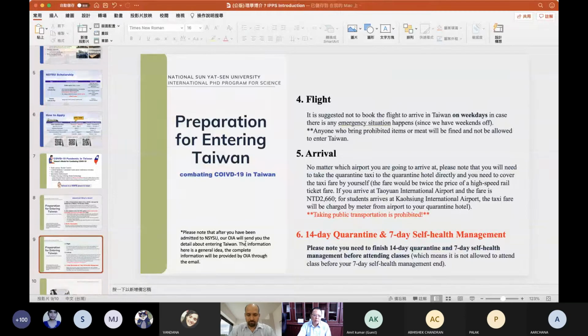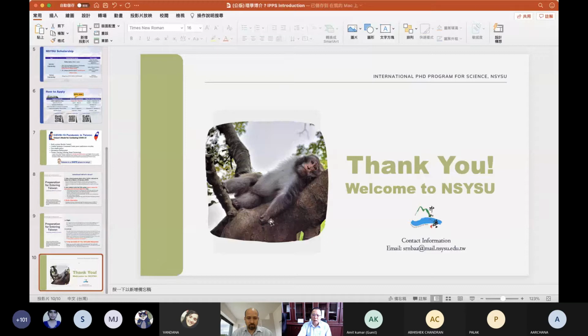Okay. So Taiwan is a very safe place. Right now, Taiwan has the lowest COVID-19 infection rate in the world, and everyone can live a normal life. And we also provide real lectures in our university. We don't have online lectures, so students can come and go to the classroom. Okay. So I think you are welcome to apply to the NSYSU IPPS.